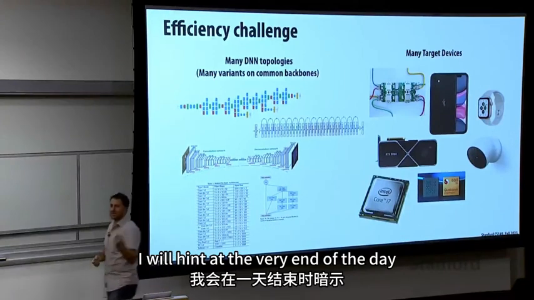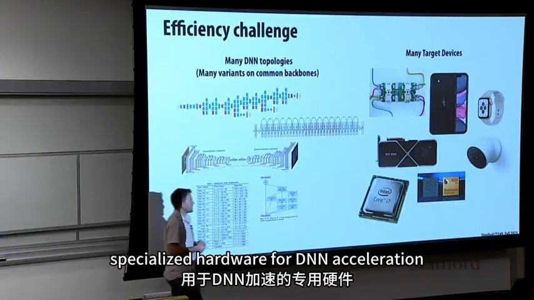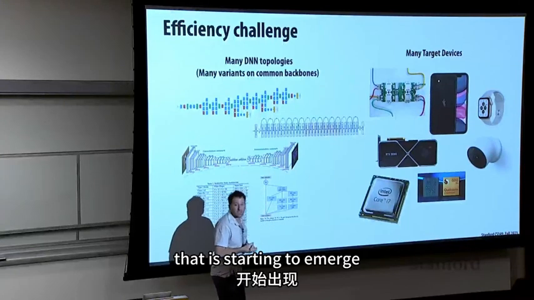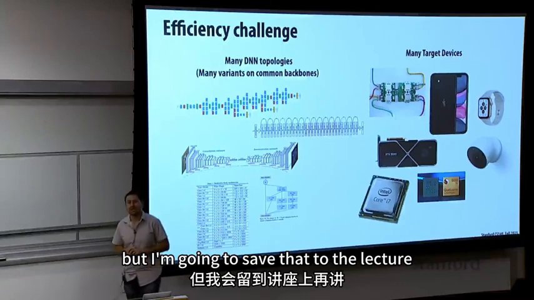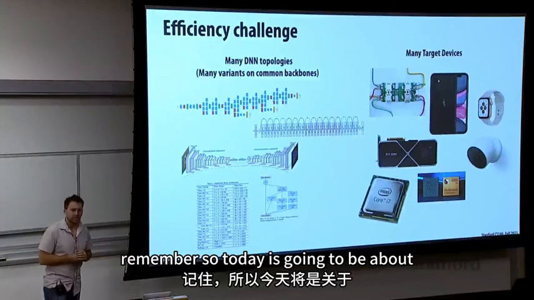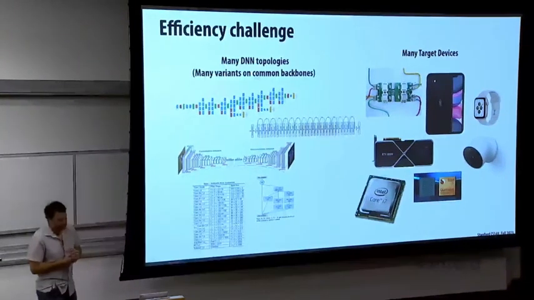I will hint at the very end of the day about all of the interesting specialized hardware for DNN acceleration that is starting to emerge, but I'm going to save that for the lecture on specialized hardware, which I think is right before Thanksgiving, if I remember. So today is going to be about mapping DNNs to GPUs and CPUs.